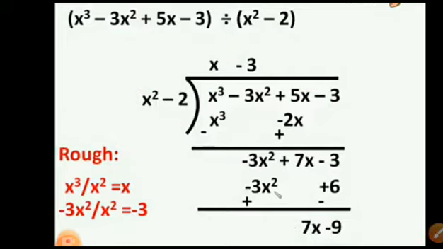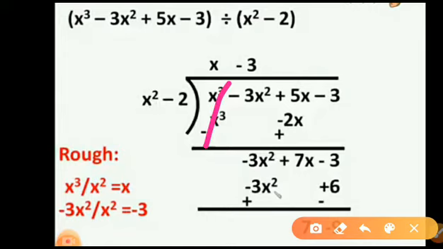Then change the sign. Plus becomes minus, minus becomes plus. This will get cancelled. This as it is. That is what I said. Instead of here, you can write x square plus 0x, no problem. Or if you are not writing, then also no problem will be there. Okay.